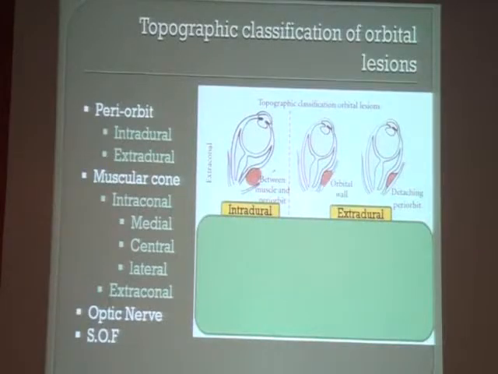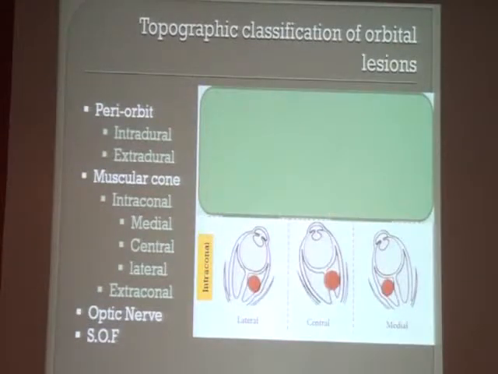Now, the topographic classification of the orbital lesions: they can be divided into periorbital, which could be intradural as seen over here, where the mass is between the muscle and the periorbita, or it could be extradural, where it is in the orbital wall or in the subperiosteal space. The other location is the muscular cone, and it could be intraconal. Again, this intraconal could be medial, central or lateral as seen here in this diagram, or it could be extraconal. The lesion could be arising from the optic nerve itself, or the lesion could be localized to the superior orbital fissure.